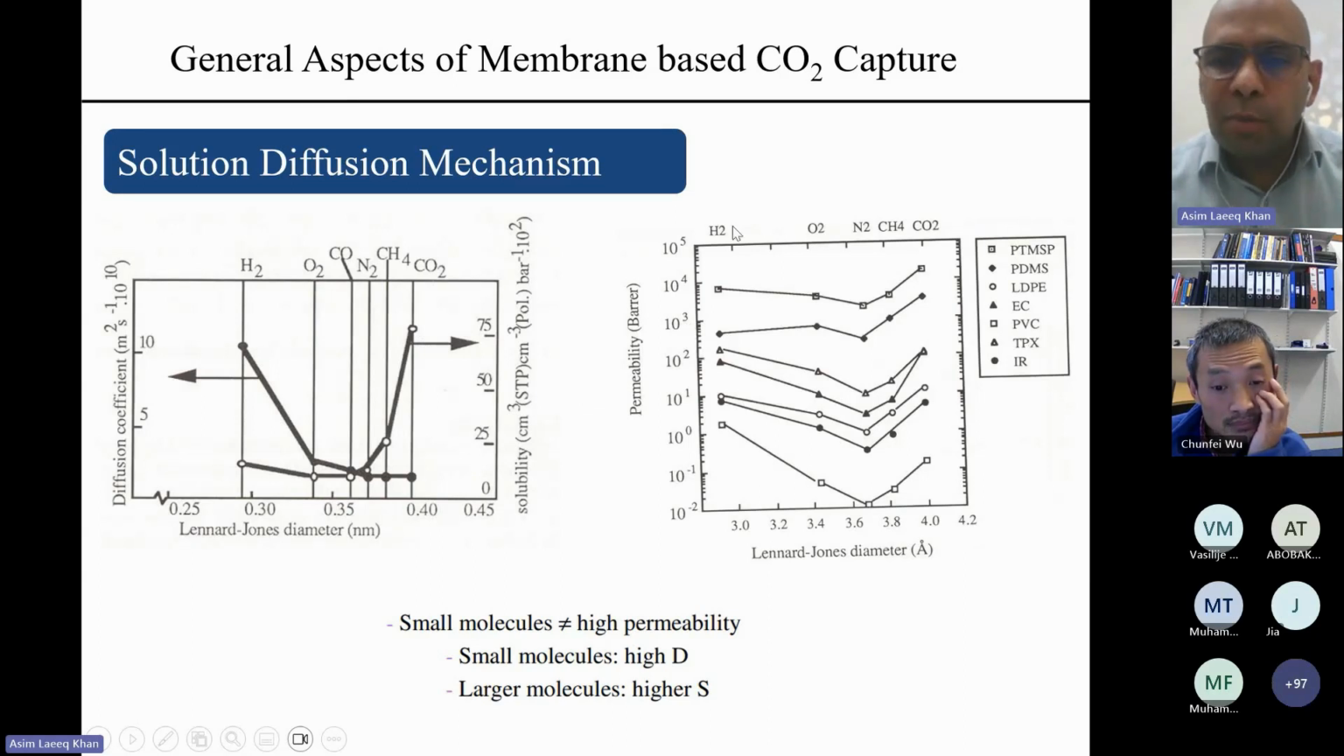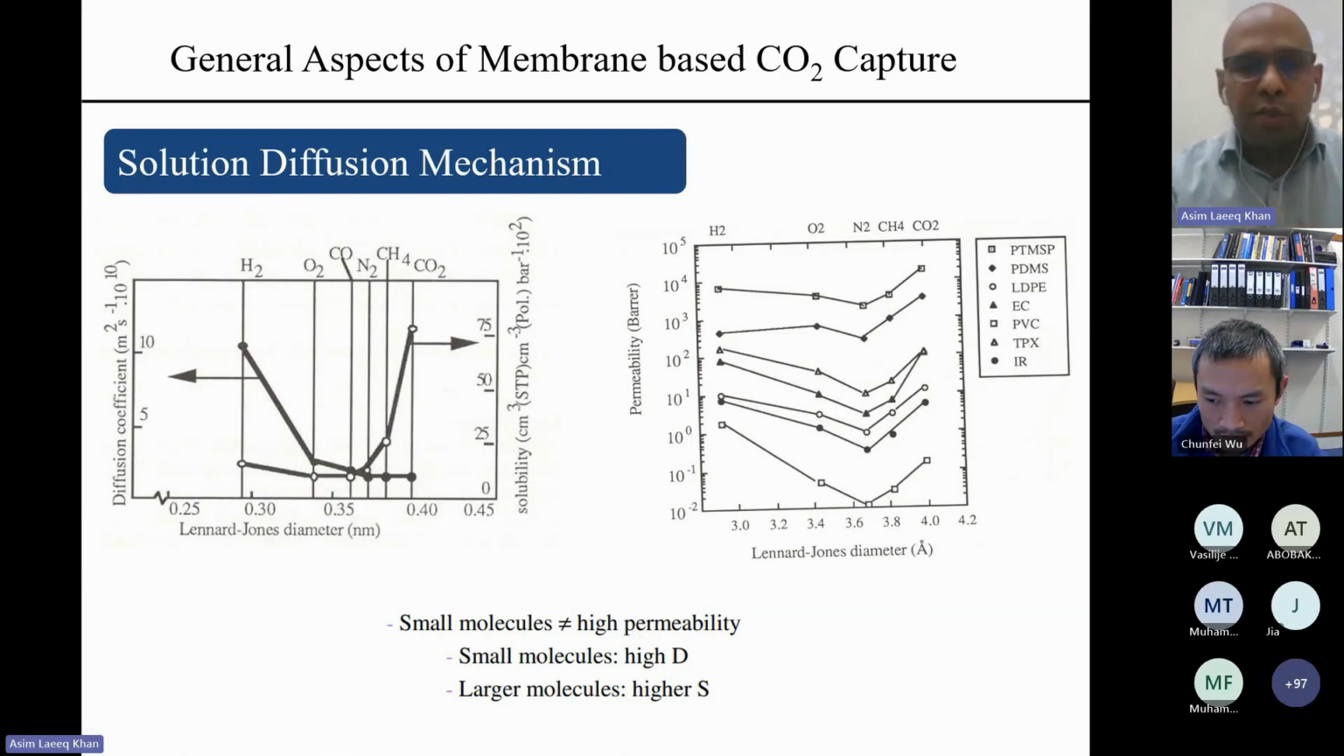For different polymers, as you can see in this experimental data, the smaller molecules are not always the most highly permeable molecules. The reason is that we have to look at whether the permeation is driven by diffusion or solubility. So it is not always the case that small molecules are highly permeable, even though small molecules can have a very high diffusion coefficient.